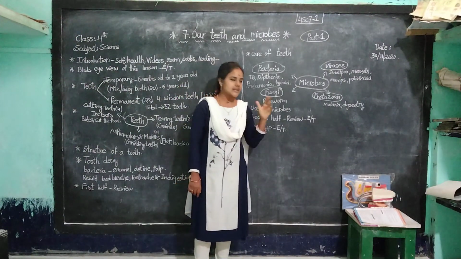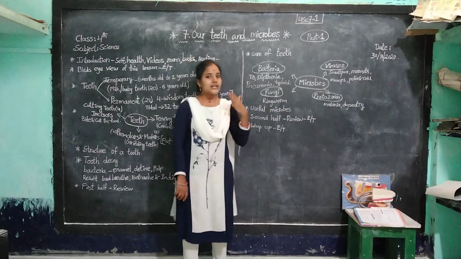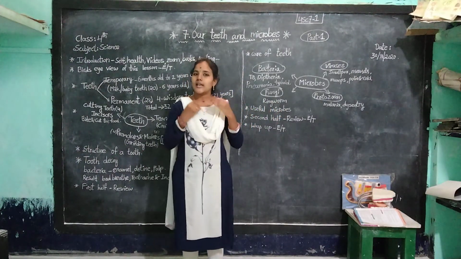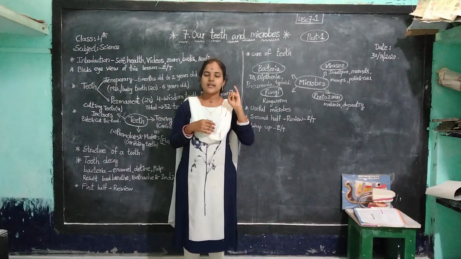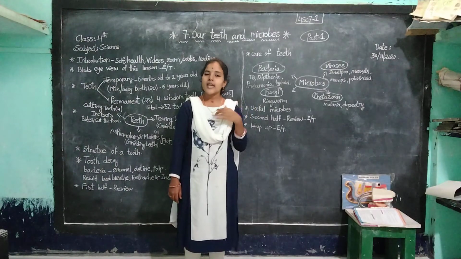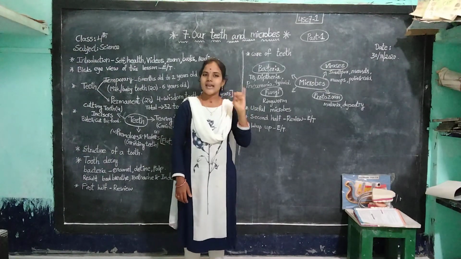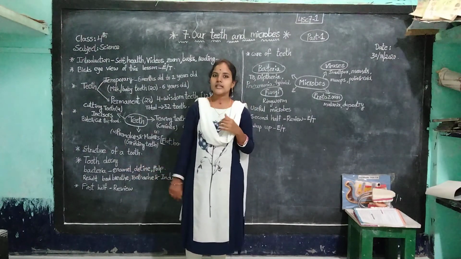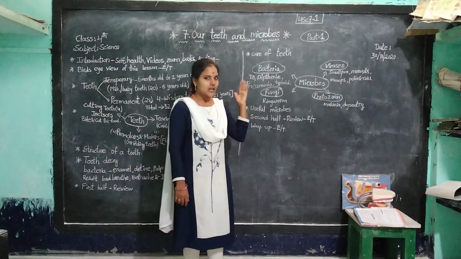Okay children, the second day is also completed. The whole lesson is completed. Let me review the topics. We learnt about teeth first. There are two types of teeth, temporary and permanent. After that we have four types of teeth: canines, incisors, molars and premolars, and the structure of a tooth, tooth decay and care of teeth.